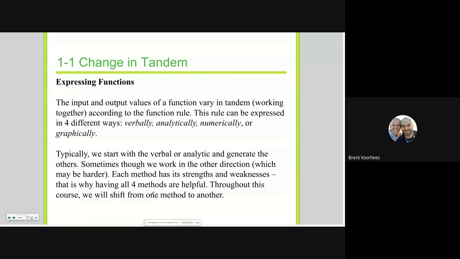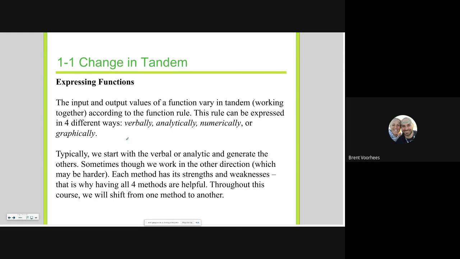All right, let's talk about how we can express functions. It says here the input output values of a function vary in tandem, meaning they work together. The input determines the output, they change. This rule can be expressed in 4 different ways: verbally, analytically, numerically, or graphically.